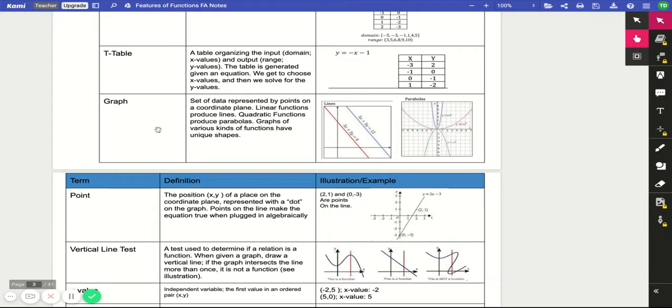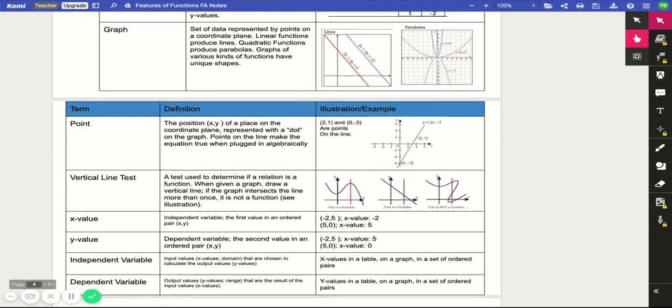The graph is a set of data represented by points on a coordinate plane. Linear functions produce lines. Quadratic functions produce parabolas, which is this red line over here, this red smiley face or smile looking. Or I could say the green one. If it has a curve like this, then it's a parabola. Graphs of various kinds of functions have unique shapes.